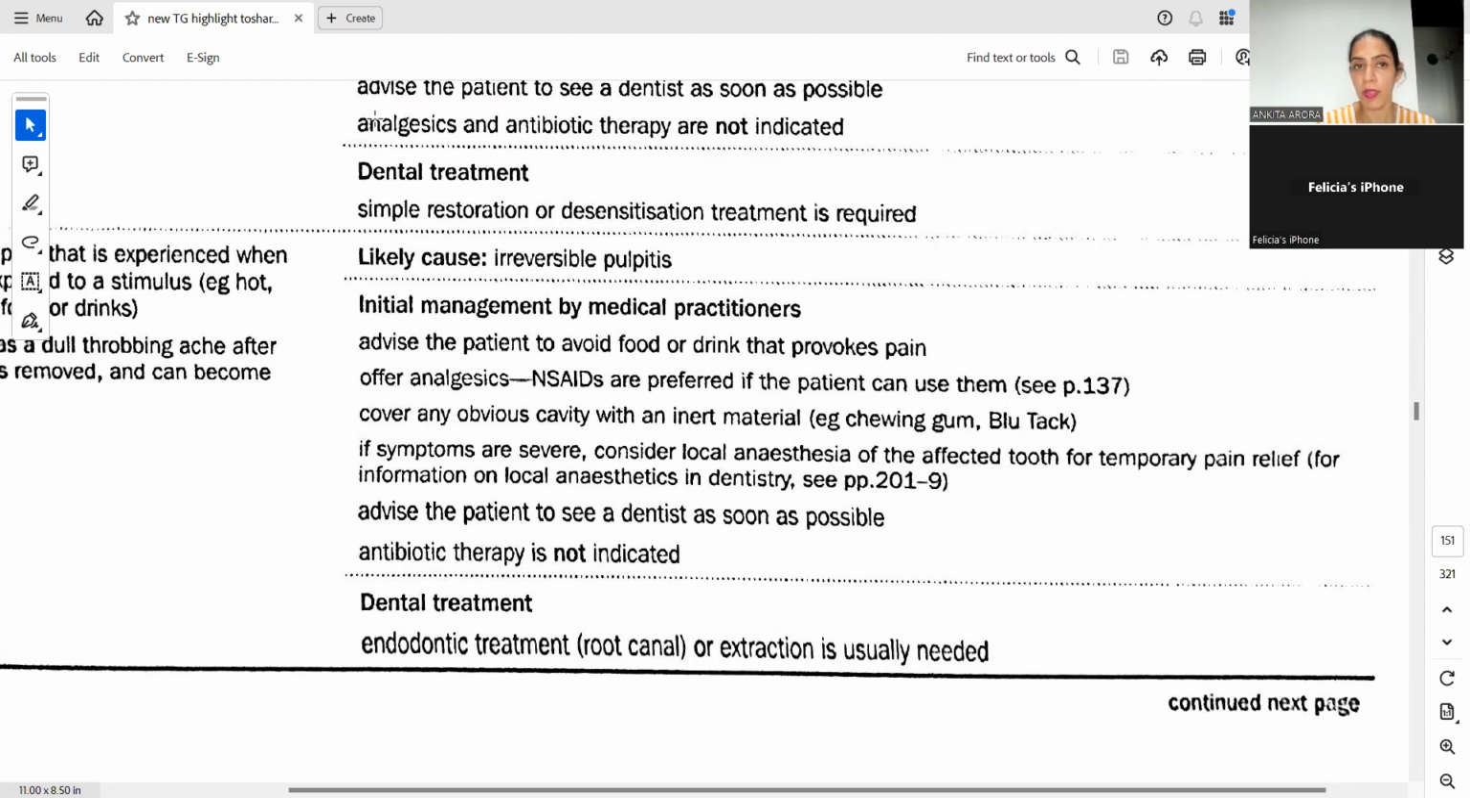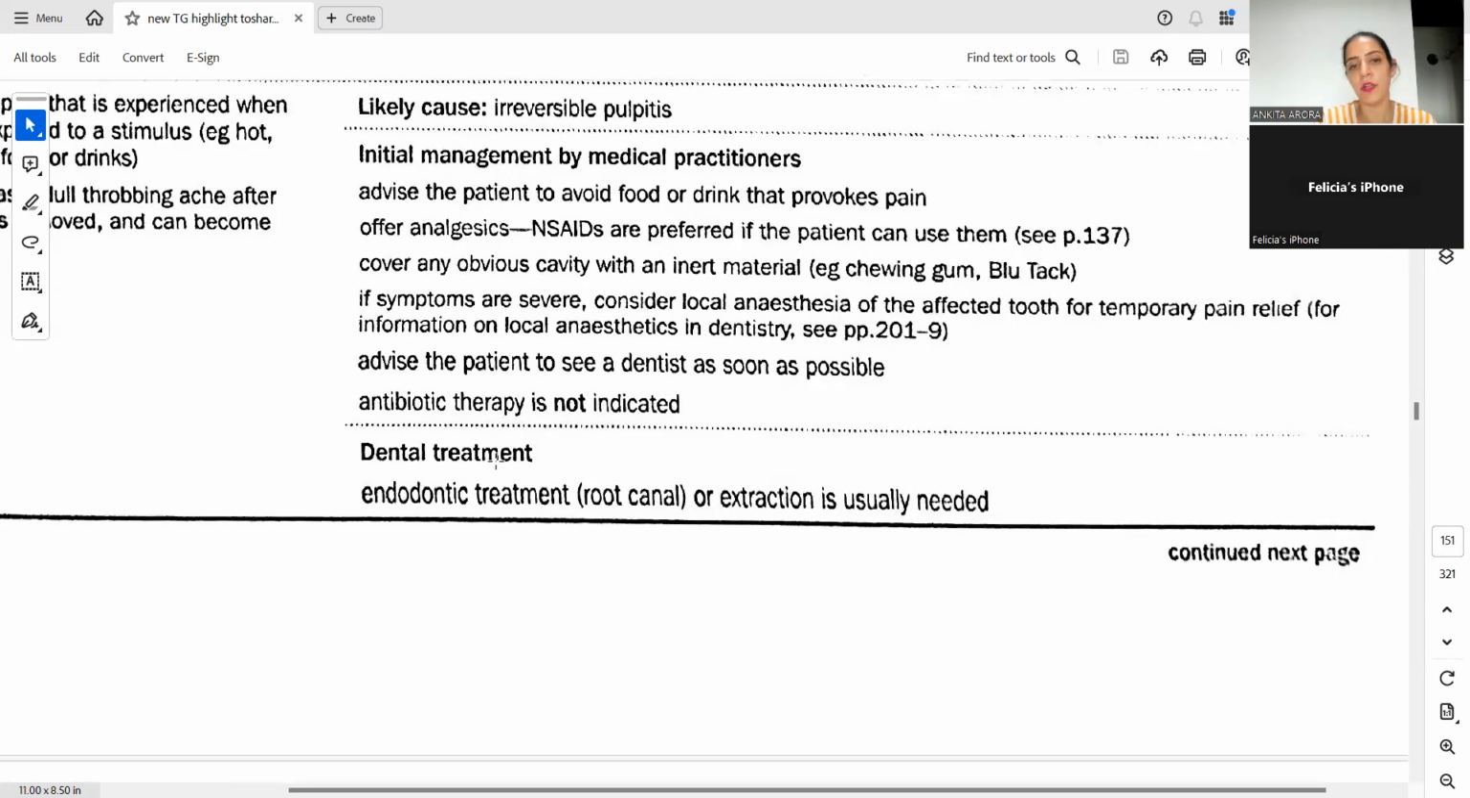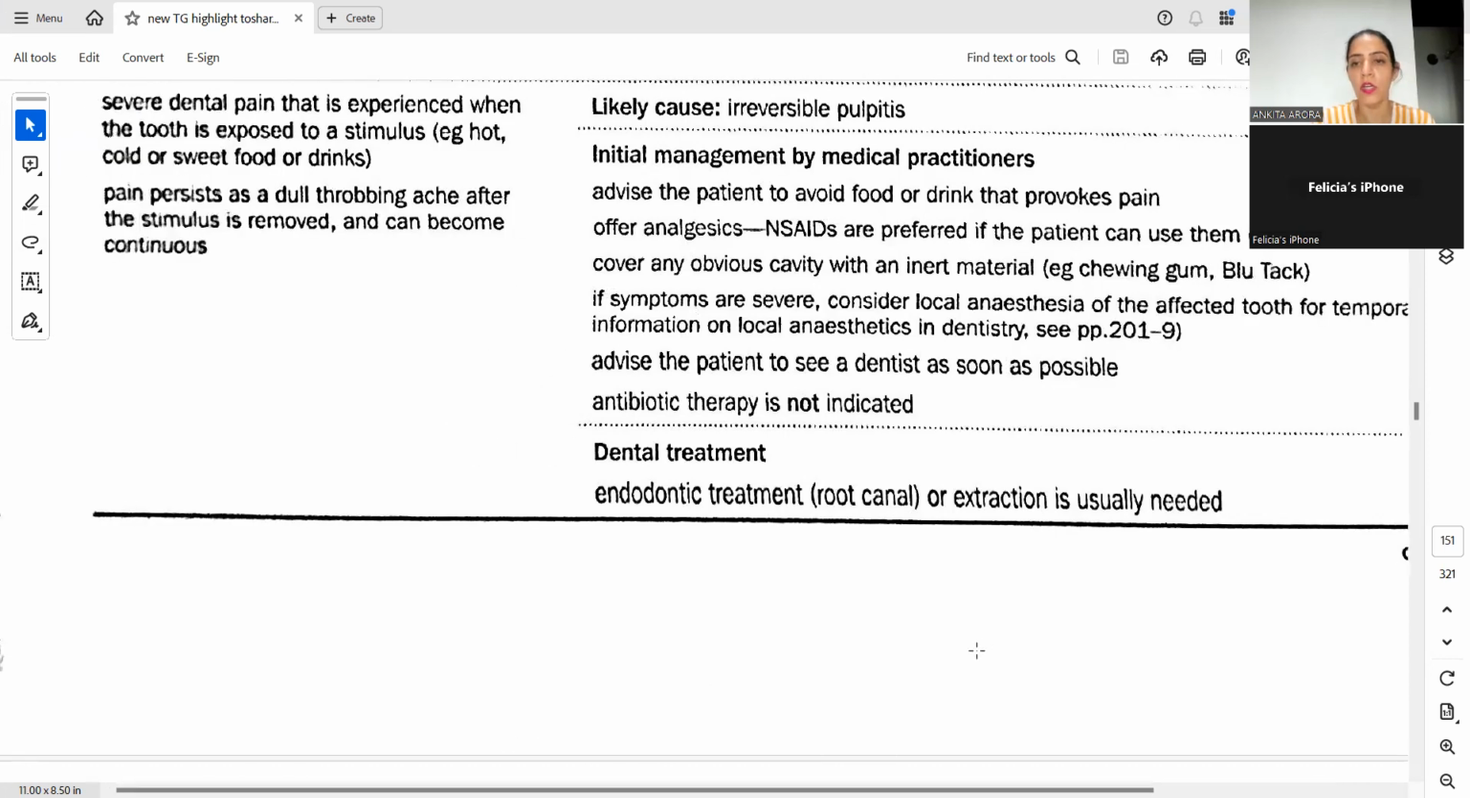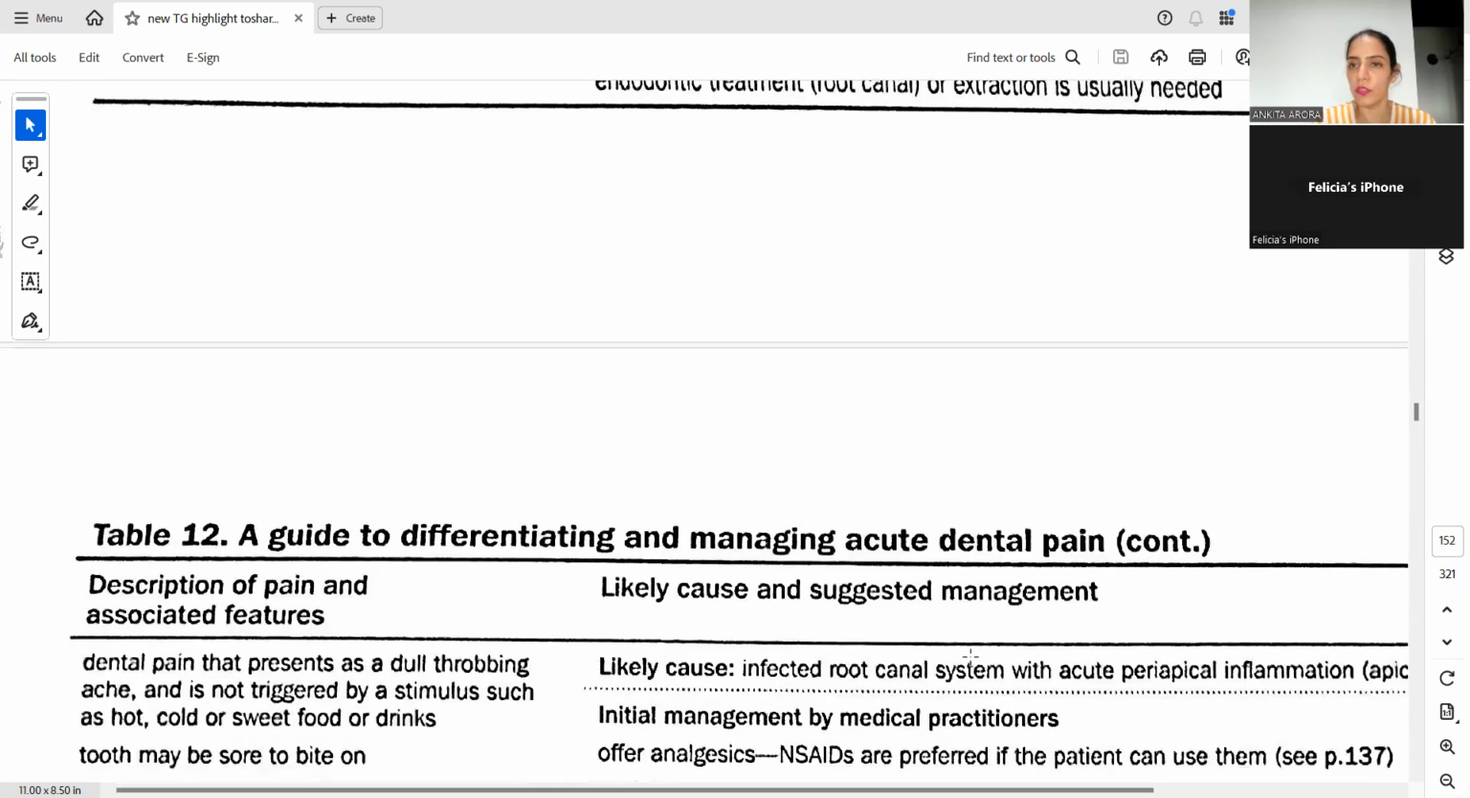So in reversible pulpitis, analgesics and antibiotics were both not indicated. In irreversible pulpitis, only antibiotic therapy is not indicated. A primary care provider, a medical practitioner, can still offer analgesics to patients in this. Dental treatment: endodontic treatment, root canal, or extraction is the only solution. Once it's irreversibly damaged pulp, only two ways are possible: either remove the pulp system, which is the life or nerve of the tissues, or remove the whole tooth itself.